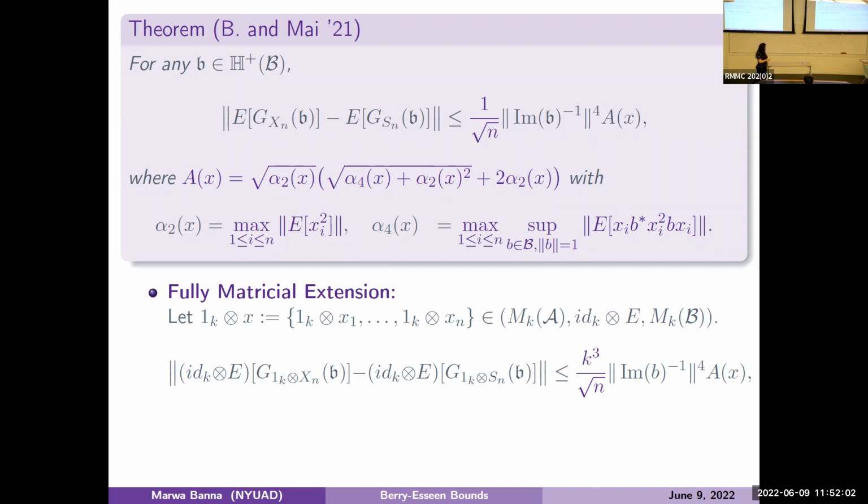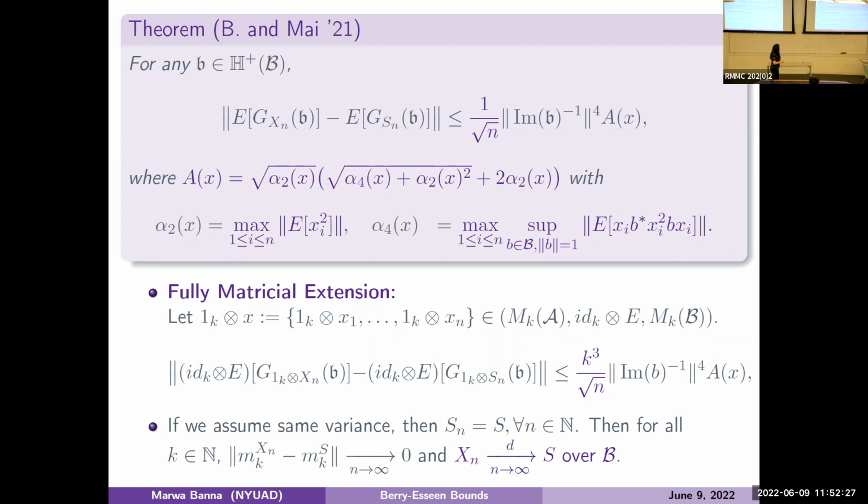So if the x1 up to xn are freely independent over E, then their amplification is freely independent with respect to the identity tensor E. So we just change our probability space, and then we obtain the above result. And we obtain this bound, but with k to the power 3, but this is not harmful because k is fixed.